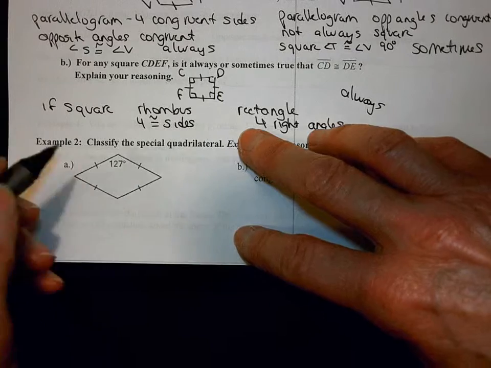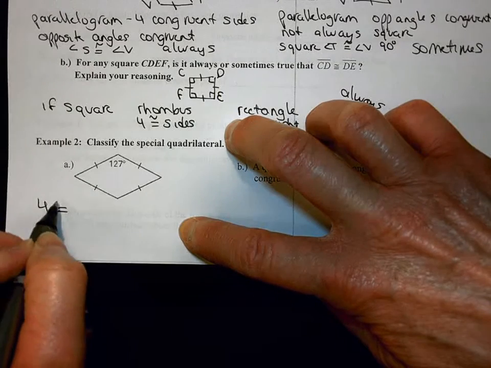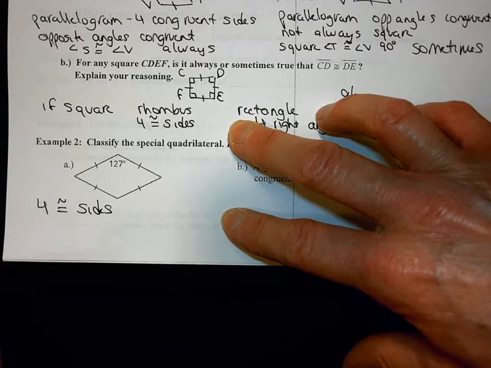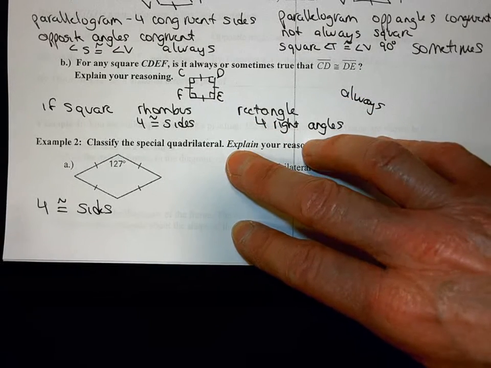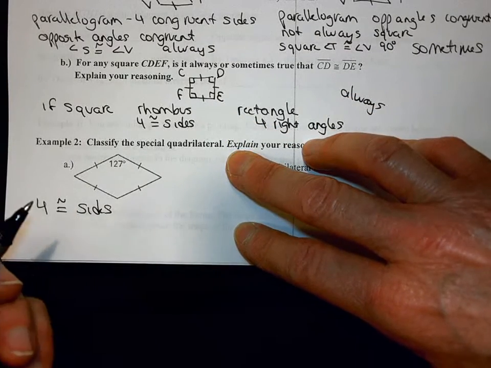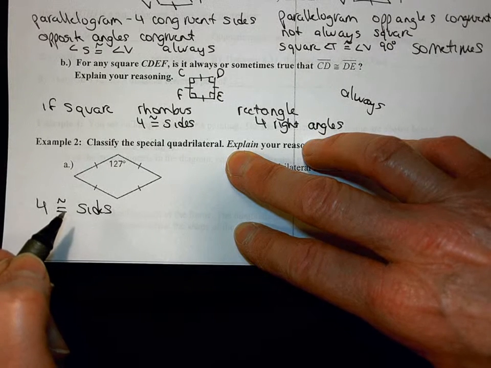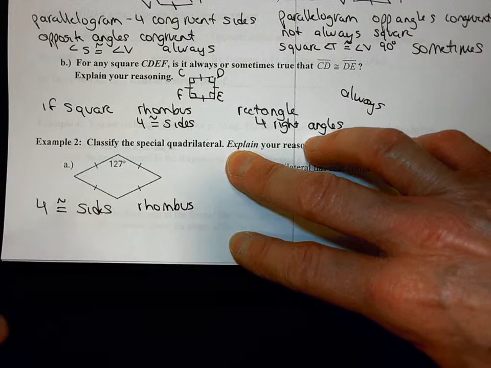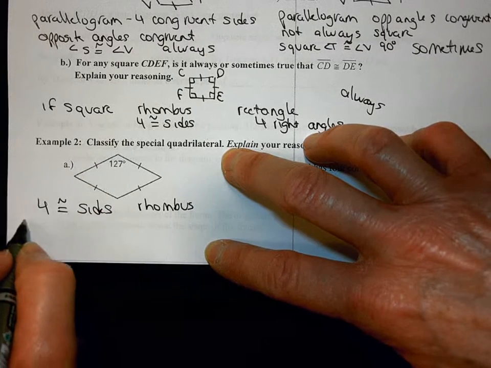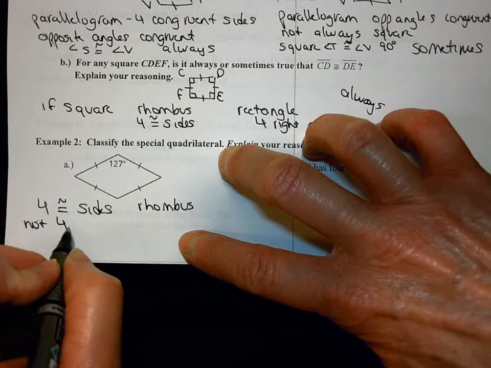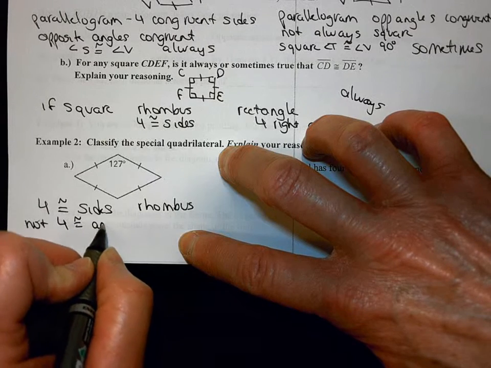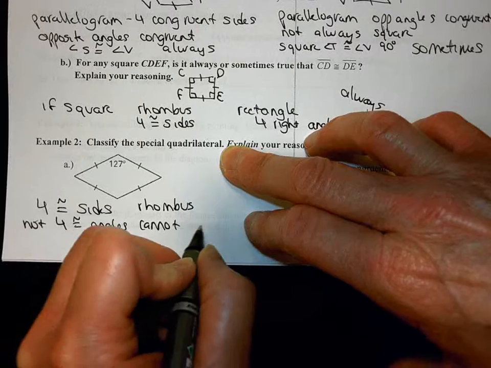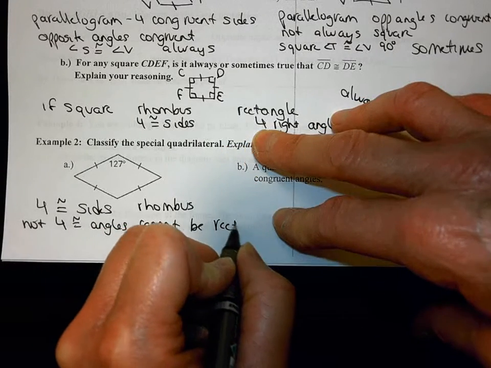Okay, if we look here, we have 4 congruent sides. We know that if it has 4 congruent sides, and it's a quadrilateral, it is a rhombus. We do not have 4 congruent angles, so it cannot be a rectangle.